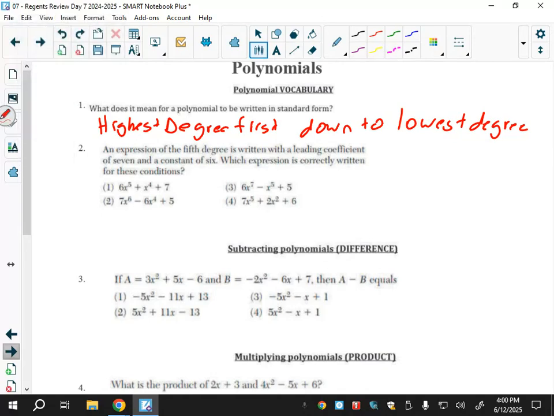Okay. Number 2, we're asked an expression of the 5th degree is written with a leading coefficient of 7 and a constant of 6. Which expression is written correctly? So leading coefficient of 7 and its degree 5. So that might be answer choice 2 or 4. And it says it's got a constant of 6. So that's going to be answer choice 4.